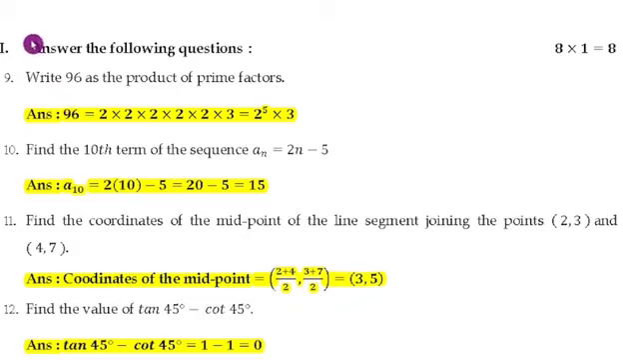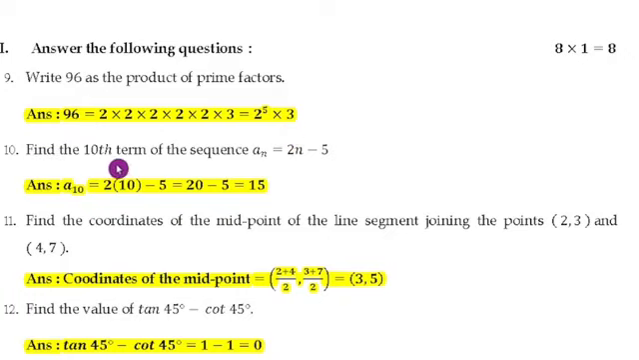Next, second main, answer the following questions. Here also there are 8 questions. Each question carries 1 mark. Ninth question, write 96 as the product of prime factors. It's very easy to write. So 2 into 2 into 2 into 2 into 2 into 3. That means 2 to the power of 5 into 3.